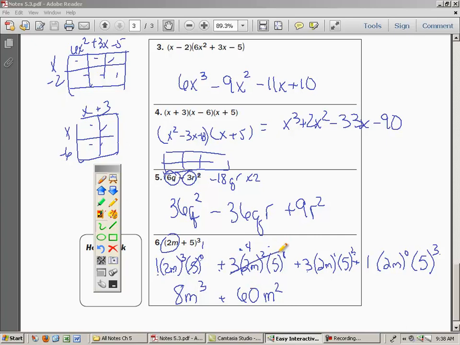So that term's good. 5 squared is 25. I got to multiply that by 2 to the first, which is 2, and I still got to multiply that by 3. All right, and so this becomes 3 times 2, which is 6, and 6 times 25 is 150, and I still have just m to the first power. We don't have to put the 1 there if you don't want to. And then finally, for the last term, it's 1 times 2m to the 0. Well, anything to the 0 is 1. So this last term is basically whatever 5 cubed is, which is 125. All right? And so that is lesson 5.3.